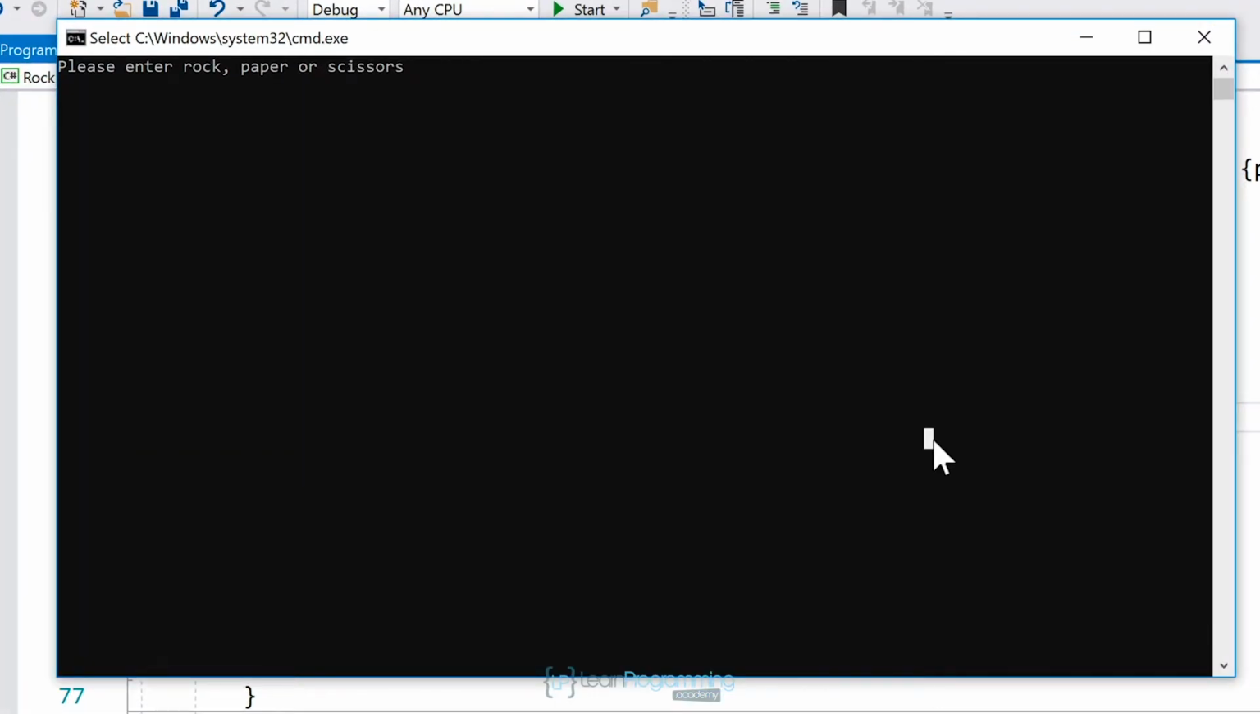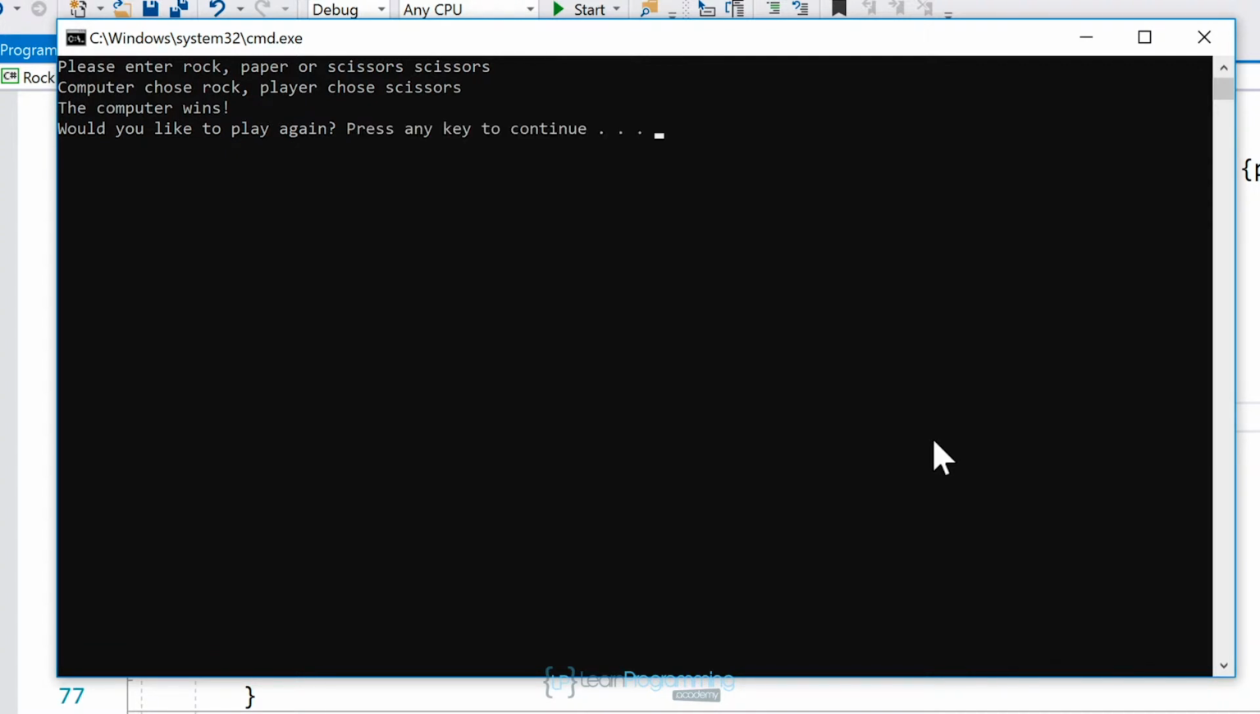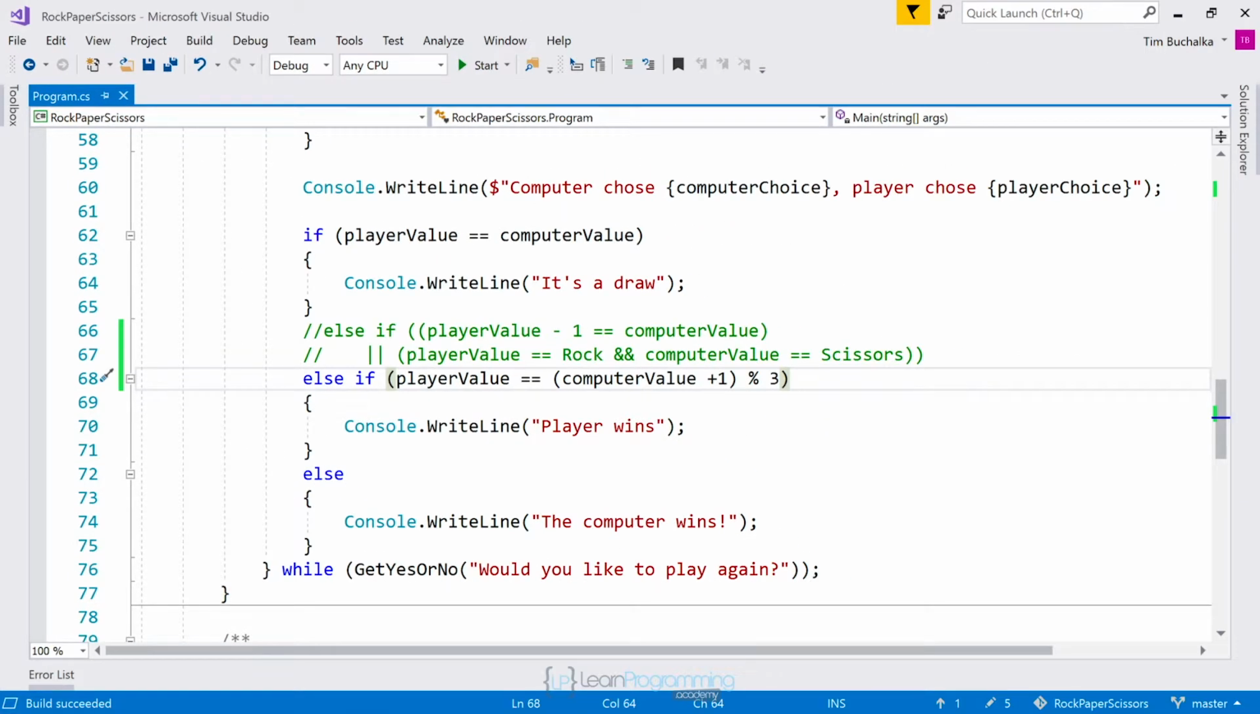So into rock, paper, or scissors, we'll try rock first. Computer chose rock, player chose rock, it's a draw. Yes, we'll play again. We'll try paper this time. Computer chose rock, player chooses paper, player wins. Yes, we'll play again. This time we'll choose scissors. Computer chose rock, player chose scissors, the computer wins. Would you like to play again? No.